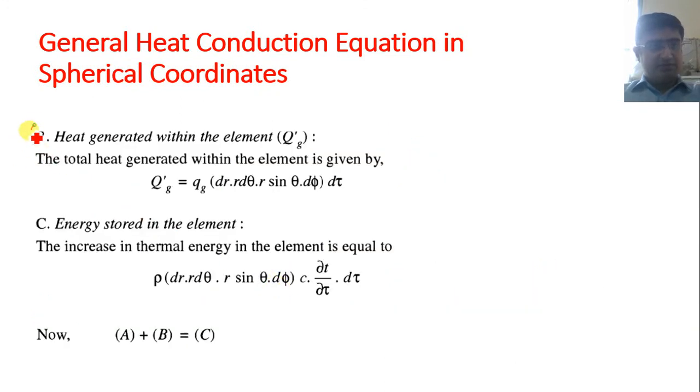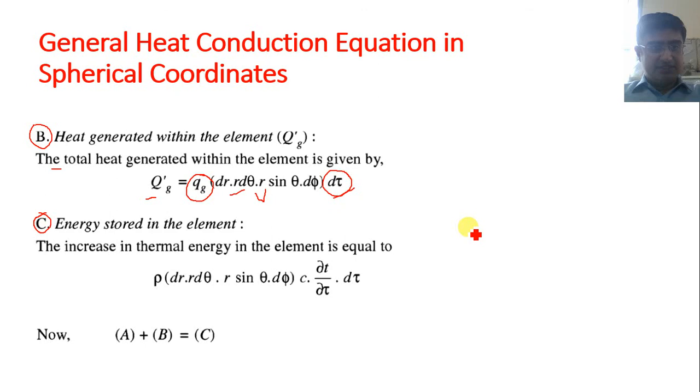And if you want to find out the value of B, which is the amount of heat generated within the element, it is known as Qg', the total heat generated, and small qg indicates the amount of heat generated per unit volume per unit time. Multiplying this small qg with the volume element as well as the time interval dτ, you can easily find the value of B. And the C portion is equal to mcΔT, where m indicates the mass, c the specific heat, and ΔT the change of temperature.